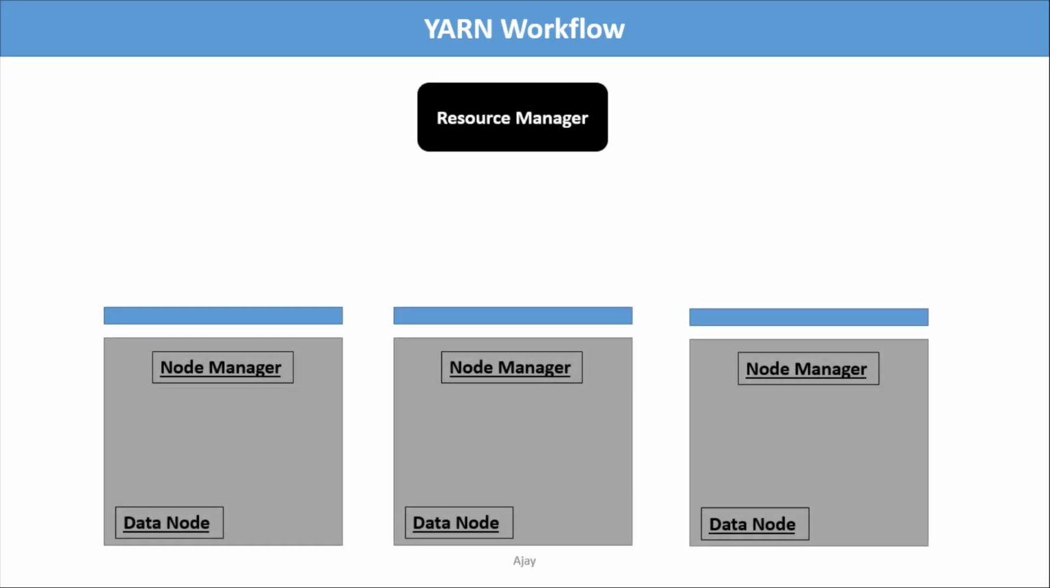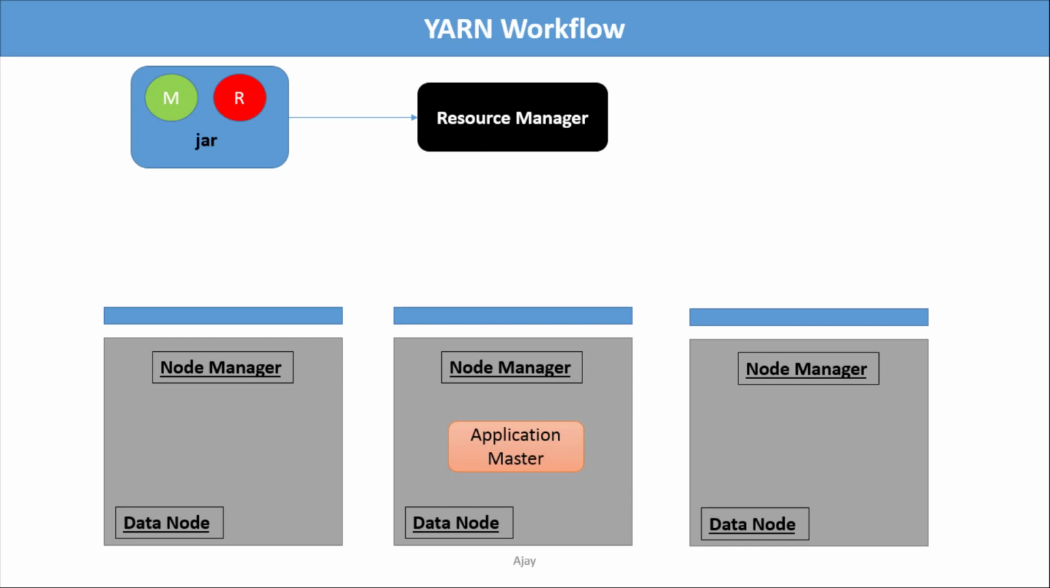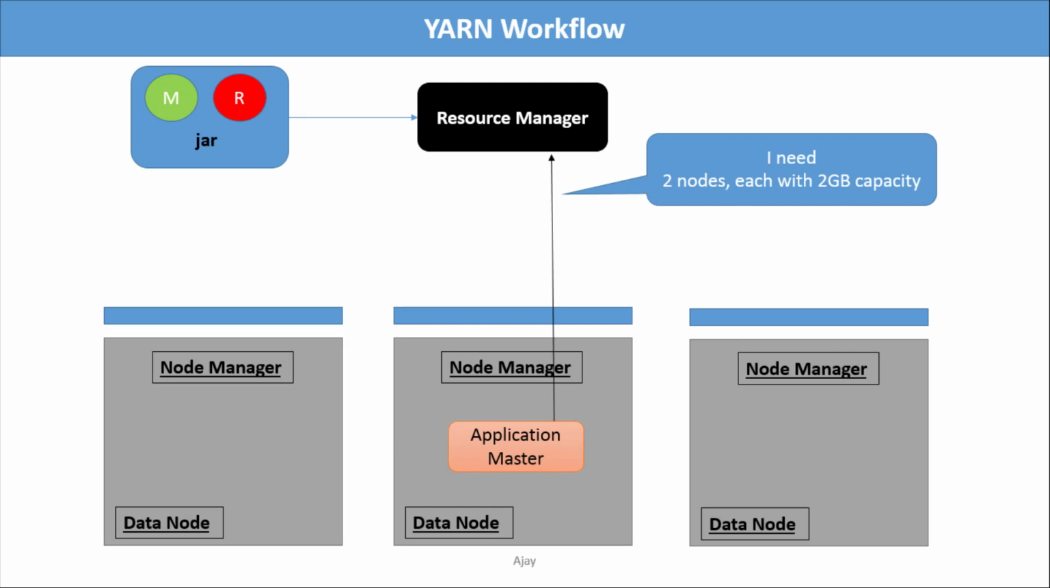You have the resource manager running in the master machine and the node manager running in the slave machine. When someone submits a MapReduce job to Hadoop, it is directly forwarded to the resource manager. The resource manager finds the available node manager and instructs it to create an application master process so that it can take care of the program which has been currently submitted. Based on the instructions from the resource manager, the node manager creates the application master.